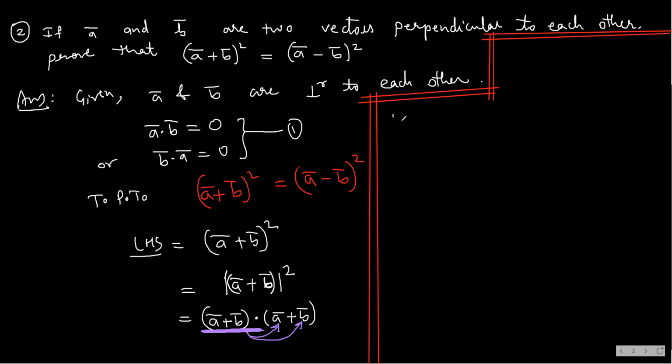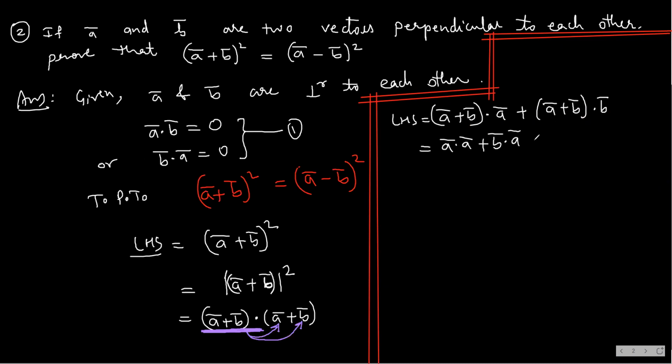Therefore LHS is equal to, see what you will get. You will get a bar plus b bar dot a bar plus a bar plus b bar dot b bar. Okay, now I will distribute from the right. So what do I get? I get here a bar dot a bar plus b bar dot a bar plus a bar dot b bar plus b bar dot b bar.